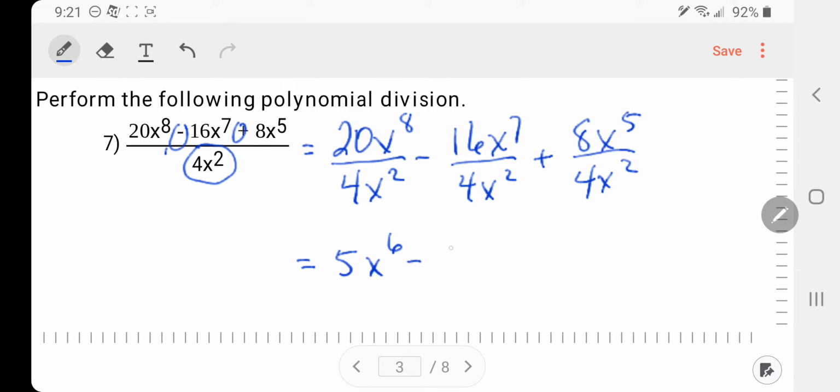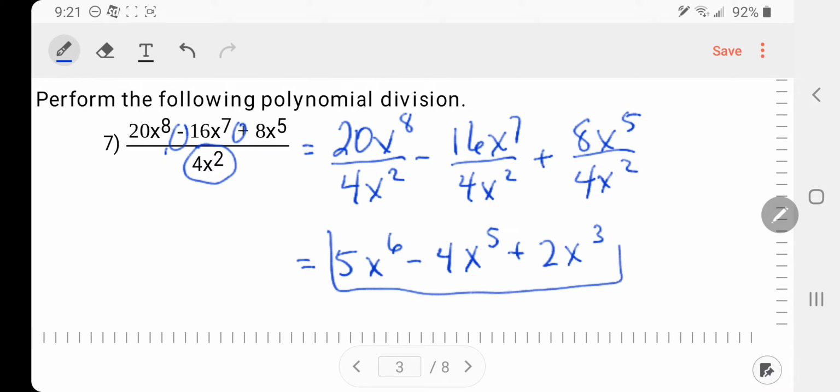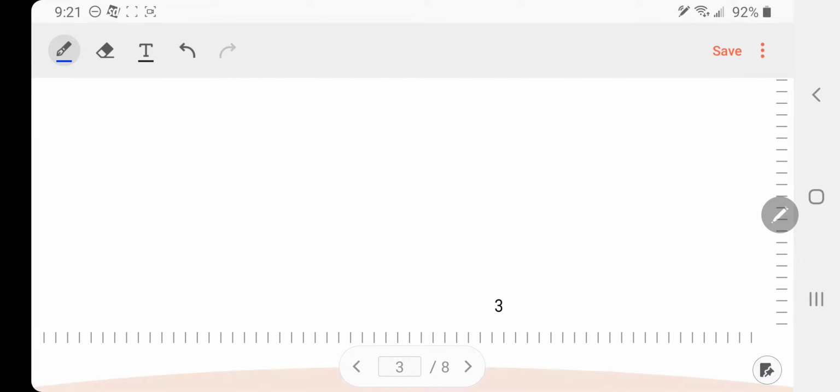Minus 16 divided by 4 is 4. 7 take away 2 is 5. And we have 8 divided by 4 is 2. 5 take away 2 is 3. And there's that problem simplified completely. And that's the end of page 3. Next page.